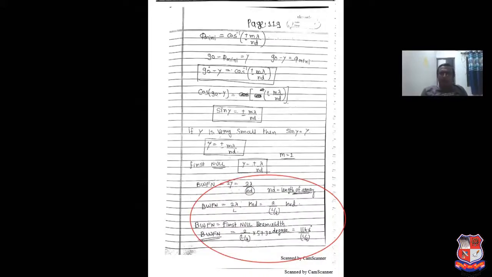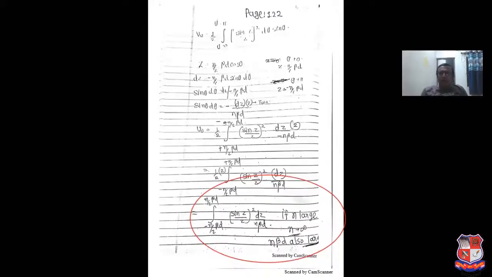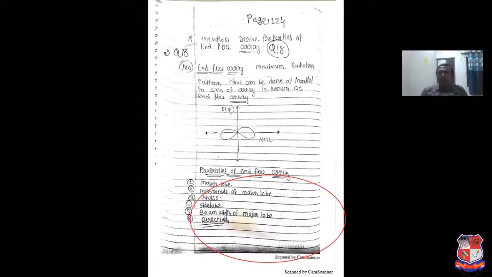Now we can concentrate on the next property, which is known as the end fire array. Mention and derive the properties related to the end fire array. End fire array means what? Maximum radiation that is along the parallel axis of the array. See this equation.